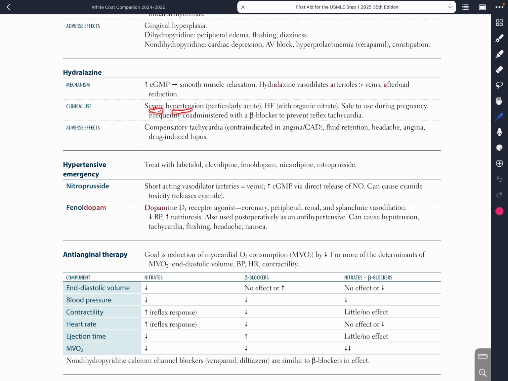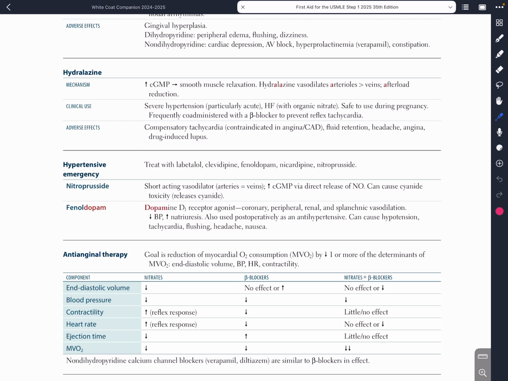Clinical uses of hydralazine include severe hypertension. In emergency departments, where a patient presents with acute severe hypertension, you give IV hydralazine. Usually you start with IV hydralazine 50 milligrams. In a patient with heart failure, you give hydralazine with an organic nitrate. Hydralazine is safe in pregnancy.